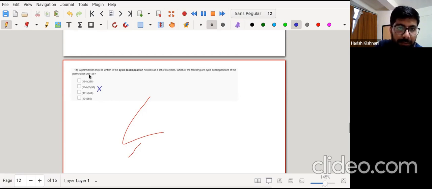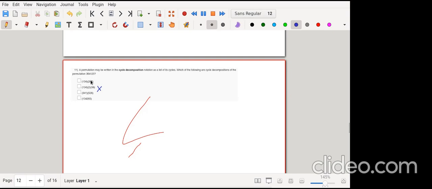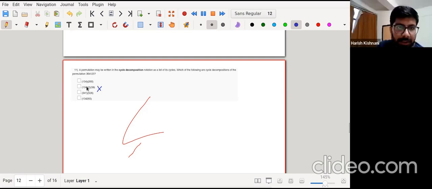Now sigma of 3 is 4. So sigma of 3 is 4 here. 3 is mapping to 4, 3 is mapping to 4, 3 is mapping to 4. So again, no cancellations. Sigma of 4 is 1. 4 is mapped to 1 in the first, in the second, in the third. But in the fourth, 4 is mapping to 2. So this option is also not correct. Now we are left with the first and the third option.